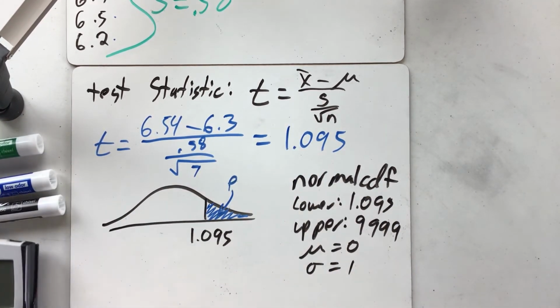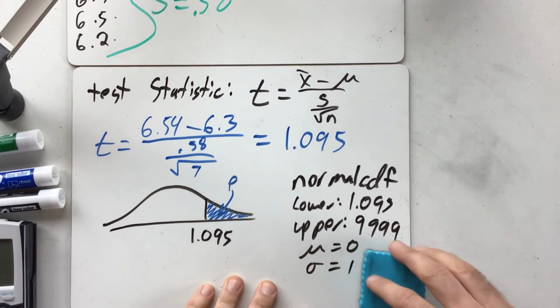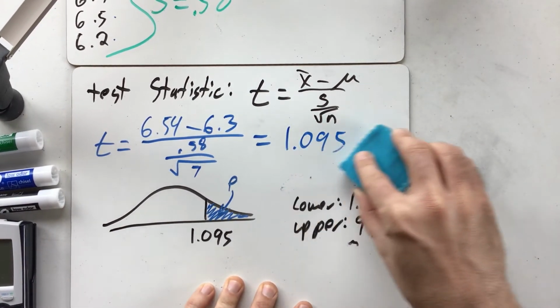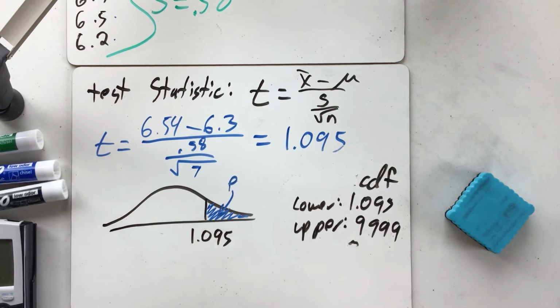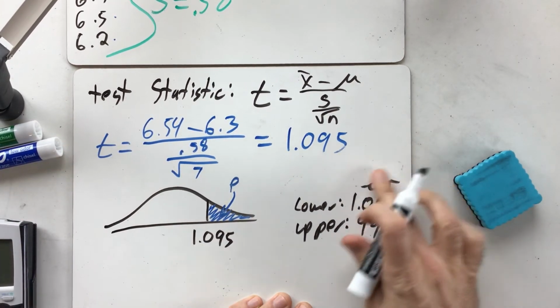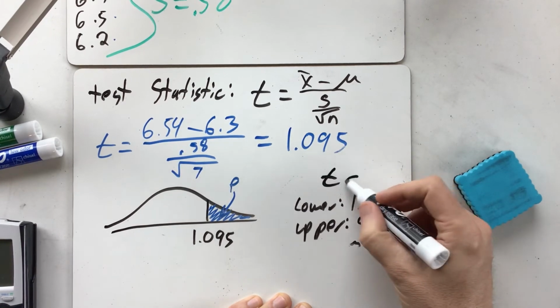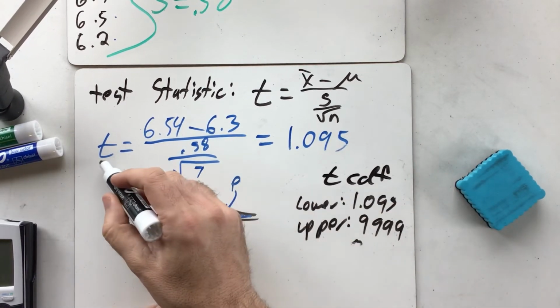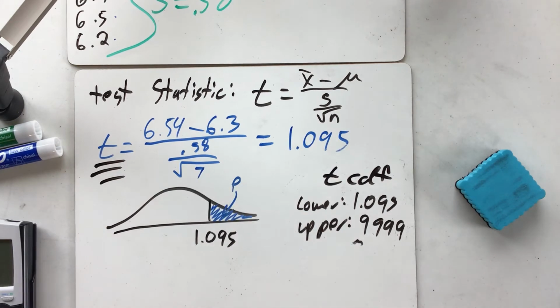Oh, wait, hold on. I just messed that whole thing up. I don't want normal CDF. I want TCDF. What was I thinking? How do I know I want TCDF and not normal CDF? Well, it's because I'm working with a t-distribution, right? So come on, Brian, pay attention.